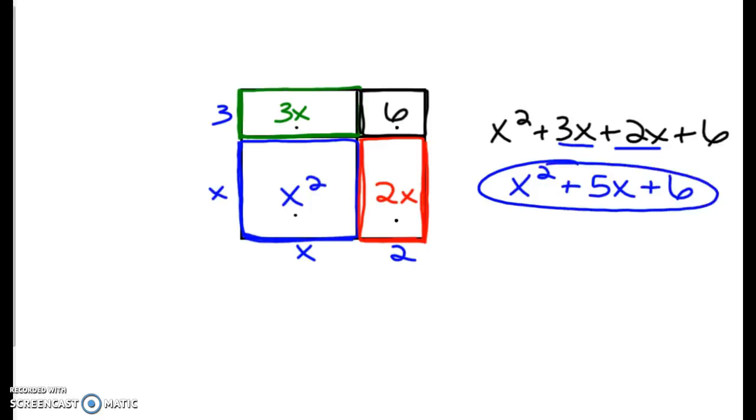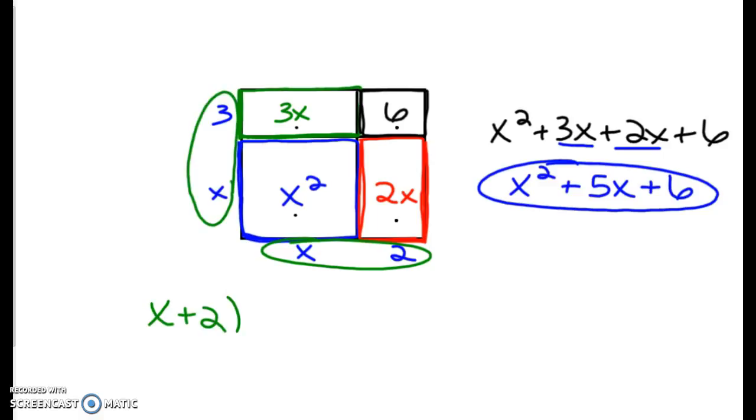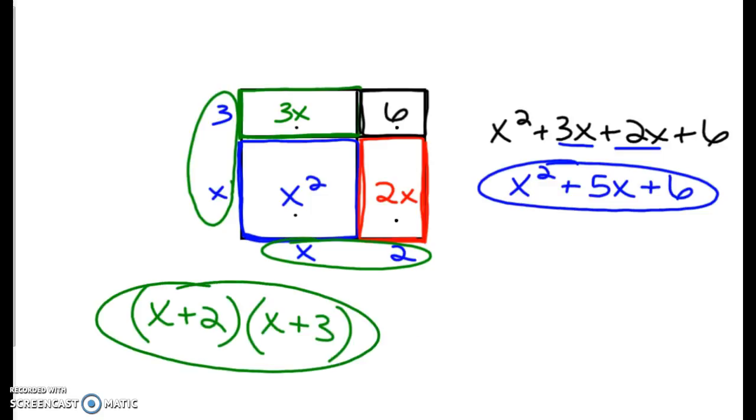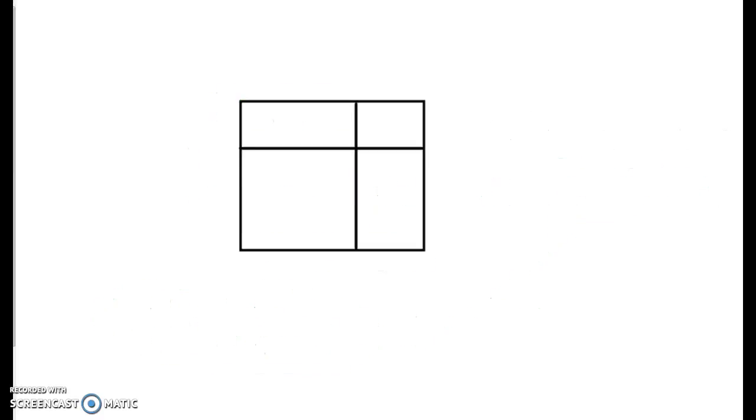Okay, and if I wanted to find my factored form, remember we're taking the dimensions on the outside of our rectangle. So I have x plus 2 times x plus 3. Okay, so this would be my factored form. Okay, so both of these things are equivalent. They're just written in a different way. They both are the same, just written a little differently.